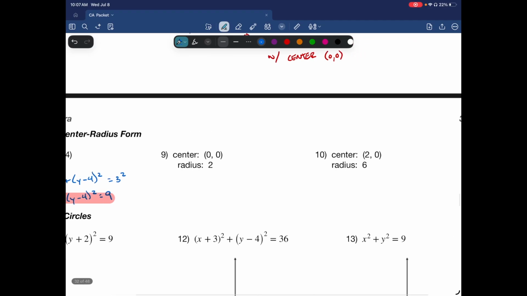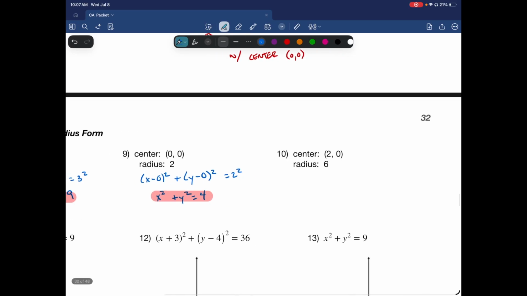All right, number 9, my center is at 0, 0. So I got x minus 0 squared plus y minus 0 squared equals 2 squared. And so cleaning that up, you get x squared plus y squared equals 4. And as you get more comfortable with this, you can go straight to the answer instead of doing the extra steps if you want to. So like number 10, this is going to be x minus 2 squared plus y squared equals 36. All right, so that's that.